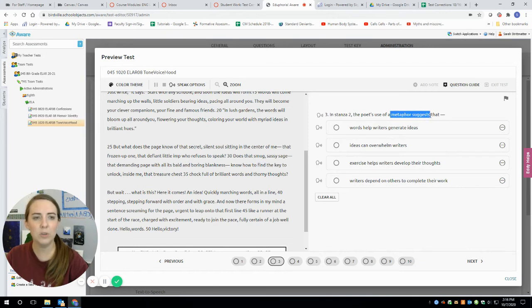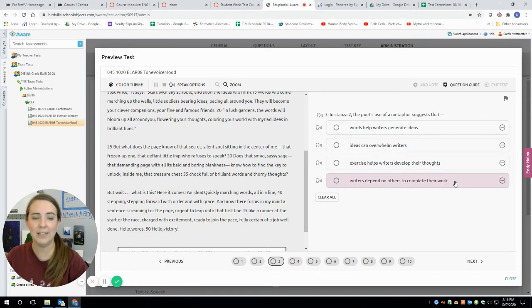So what is this use of metaphor actually suggesting? Why is the author using that? Does it suggest that words can help writers generate ideas? That ideas can overwhelm writers? That exercise helps writers develop their thoughts? Or that writers depend on others to complete their work?